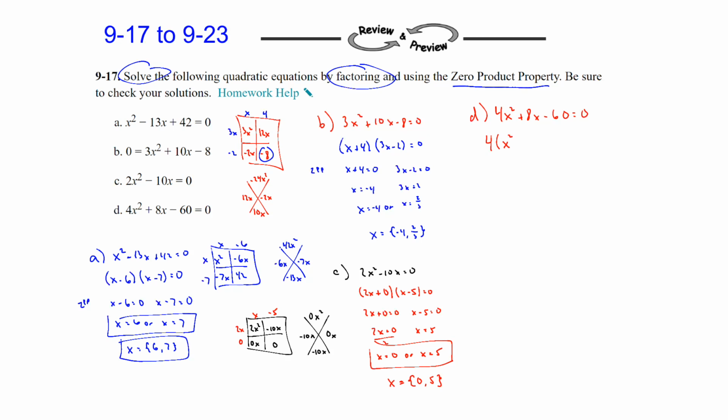So 4x squared divided by 4 is x squared. 8x divided by 4 is 2x. Negative 60 divided by 4 is negative 15. So that just makes it a little bit easier when we go to do our generic rectangle, so the numbers are not so large. So now we're looking at an x squared, a negative 15, and then what are factors of negative 15x squared that add to give us 2x? And so that's going to be 5x and negative 3x.